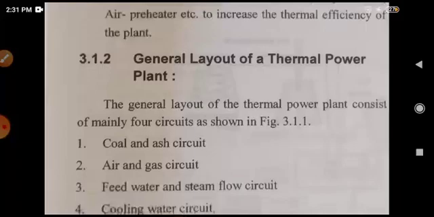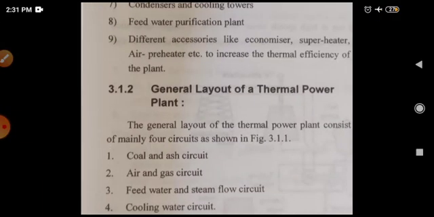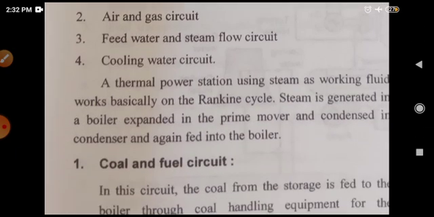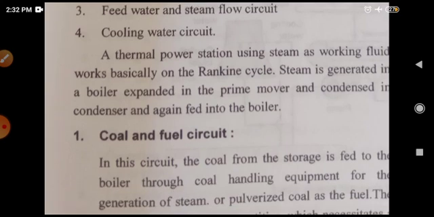General layout of the thermal power plant. The general layout of the thermal power plant consists of mainly 4 circuits: coal and ash circuit, air and gas circuit, feed water and steam flow circuit, and cooling water circuit. A thermal power plant station uses steam as a working fluid and works basically on the Rankine cycle. Steam is generated in the boiler, expanded in the prime mover, condensed in the condenser, and again fed into the boiler.